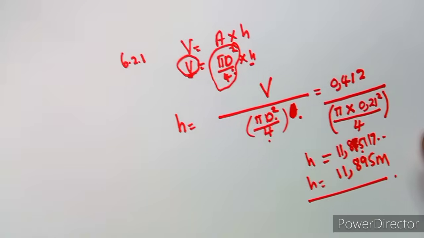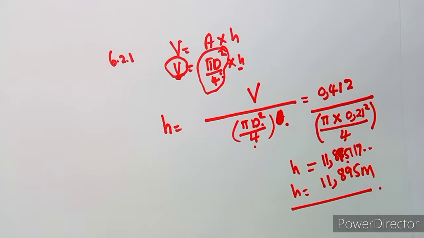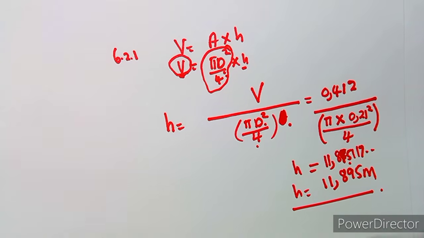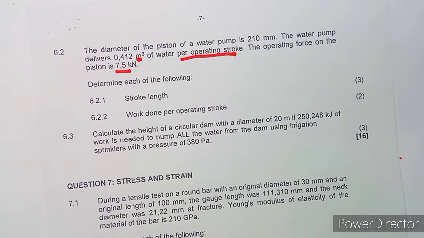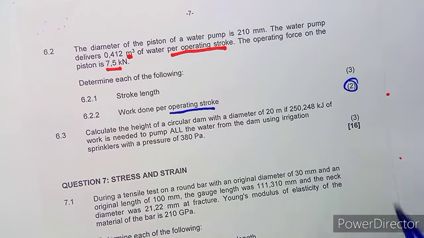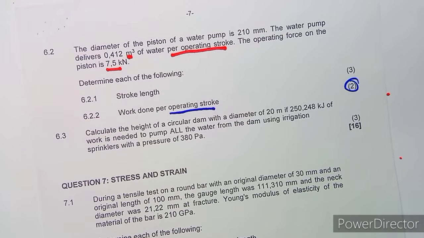All you need is to just understand the basics of the information, how you work out the information, how you present your information, something that is very, very important. And still we need this maybe later on. Let's see what we've got here, where we are given to calculate now the work done per operating stroke, and that is actually just 2 marks, because if you have got the height and the force, you can calculate the work done.